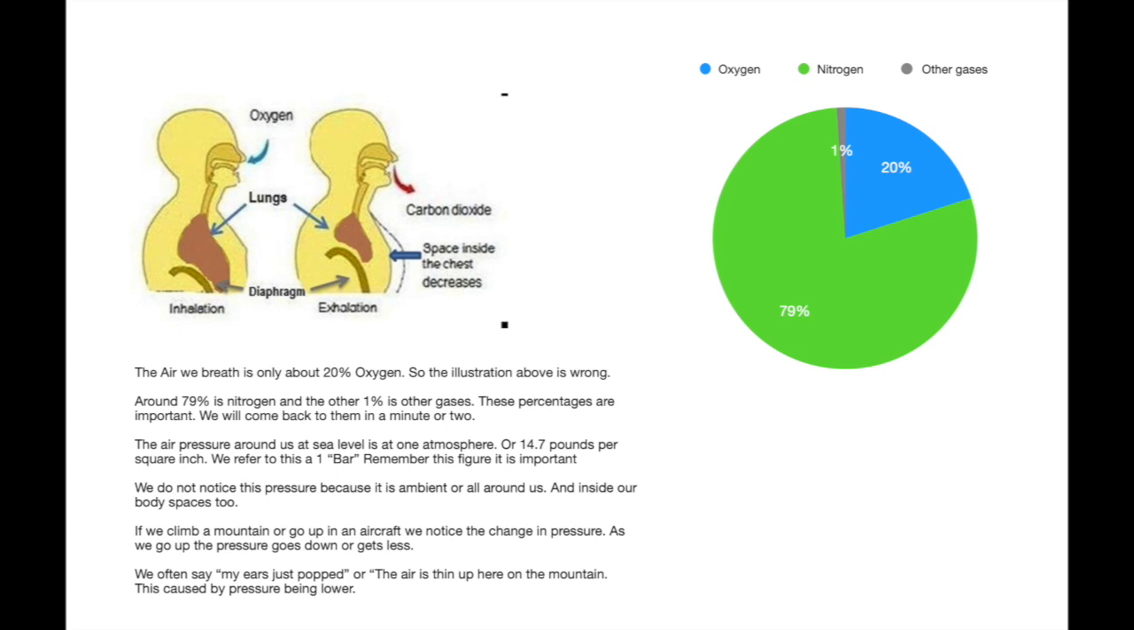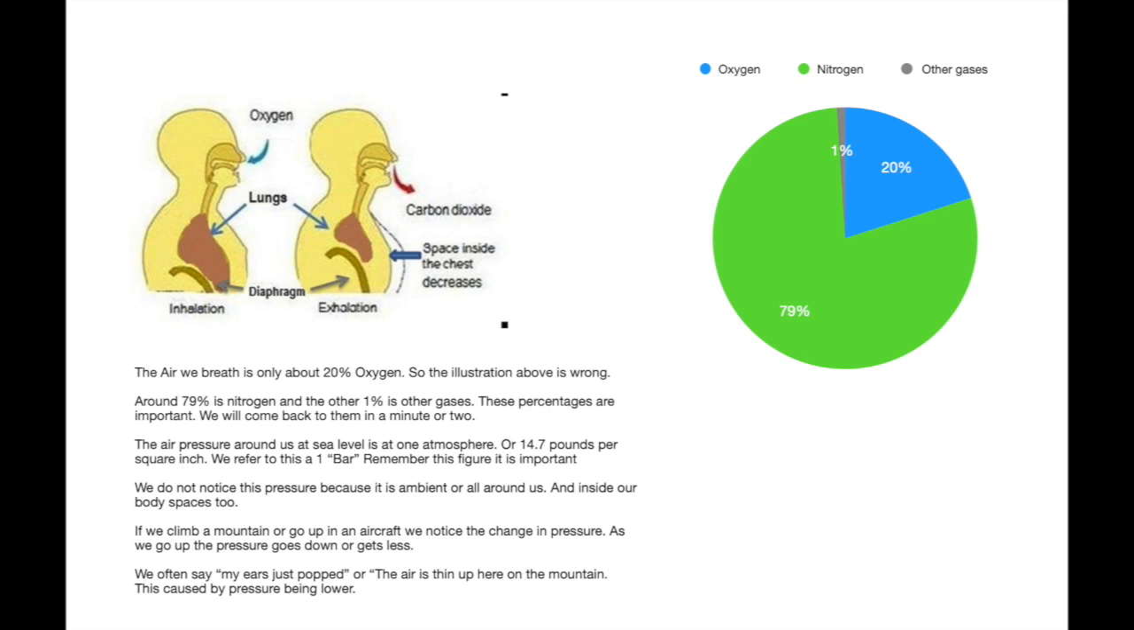The air pressure around us at sea level is 1 atmosphere, or 14.7 pounds per square inch, and we refer to this as 1 bar. Again, this figure is important. We do not notice the pressure because it's ambient and all around us, and inside our body spaces too, as well as in our blood.